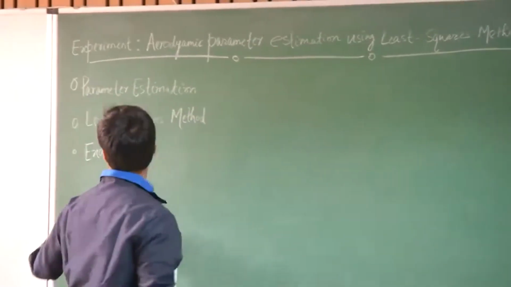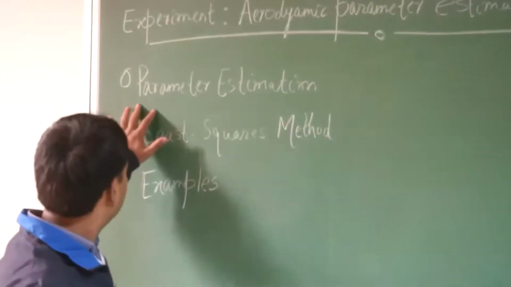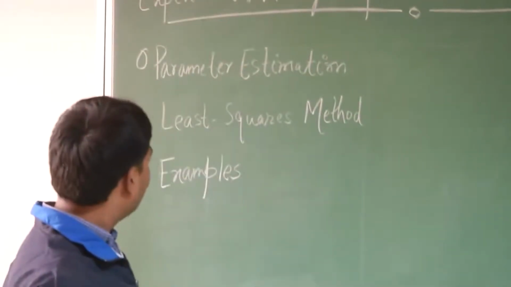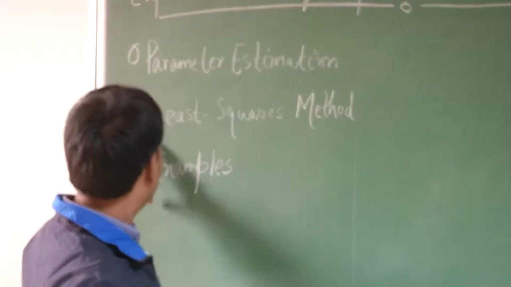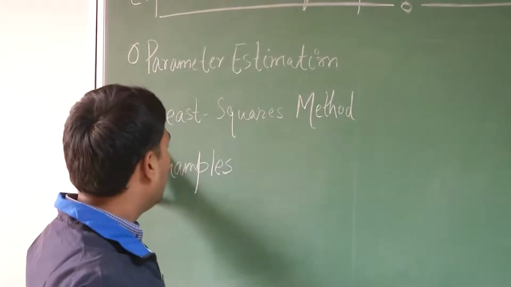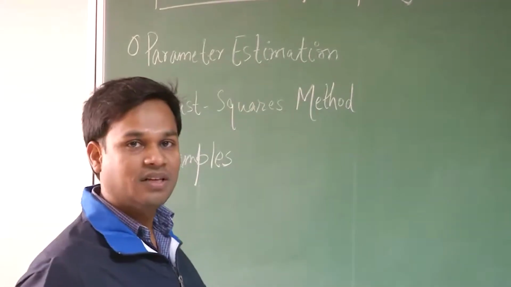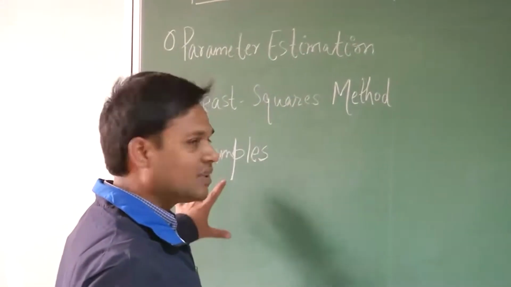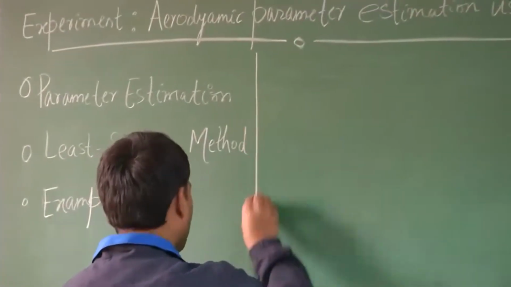So I'll be talking about what is parameter estimation, why it is required, and how to do the parameter estimation, and some of the techniques we will discuss. So here I'll discuss about least square method. So we will learn what is least square methods and how it is applied for parameter estimation, with some examples, so I'll show you some examples. So let us start with parameter estimation.